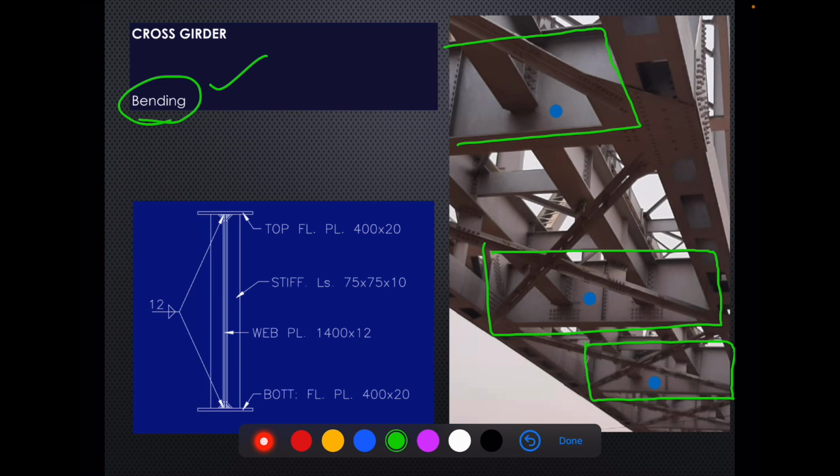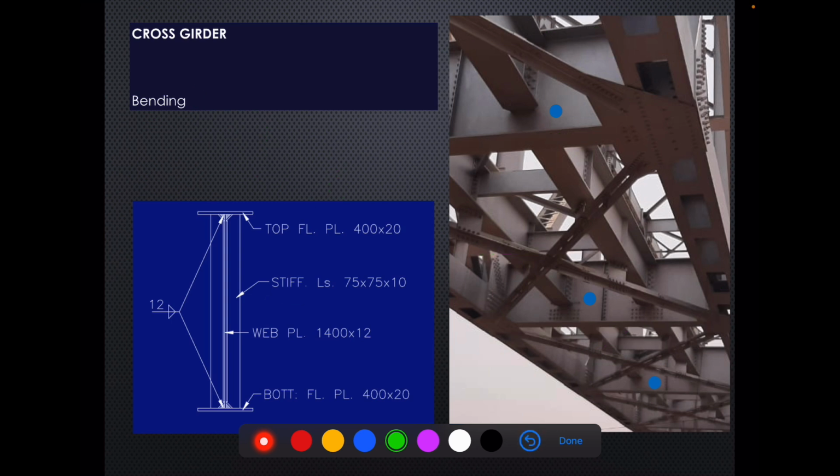and a typical cross section of a cross girder is given here. It is basically a built up I section provided with stiffeners in between. So stiffeners you can see on the cross girder. Yeah, here. This is a stiffener of a cross girder. Here also.